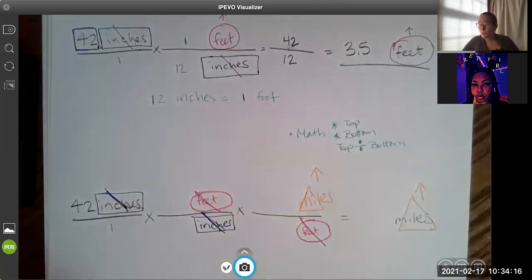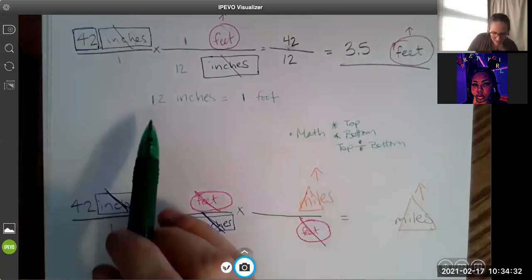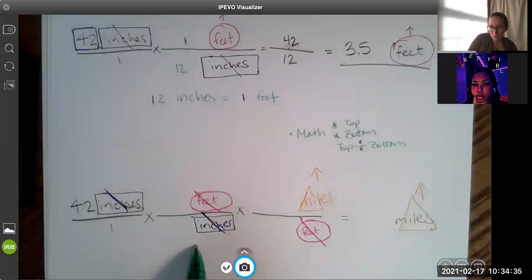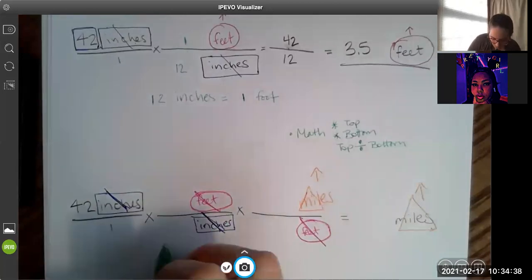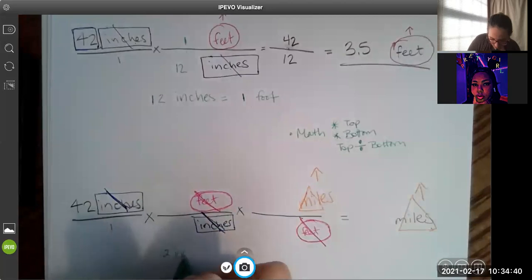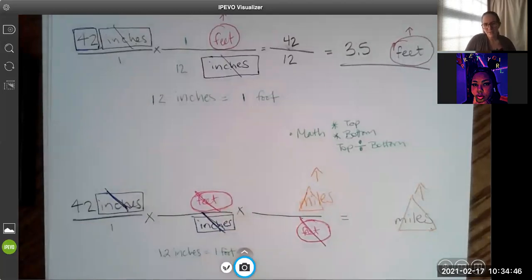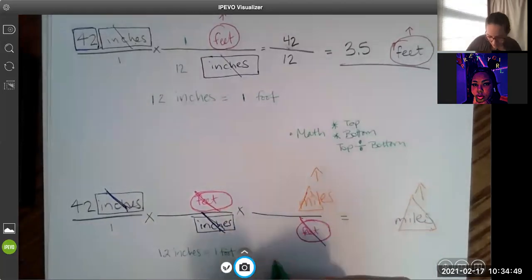Let's go ahead and plug in our numbers. We can just pull that one from here to there. We've still got 12 inches. I'm going to give you a number here. You've got 5,280 feet in 1 mile.